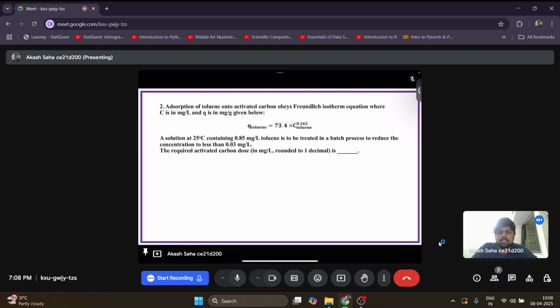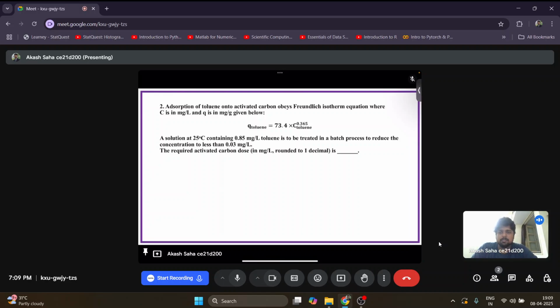Now it says that a solution at 25 degrees Celsius containing 0.85 milligram per liter of toluene is to be treated in a batch process to reduce the concentration to less than 0.03 milligram per liter.